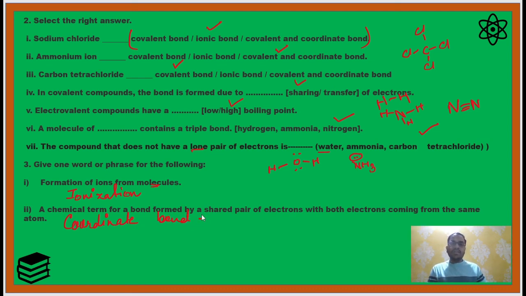So I have completed all the objective type questions which can be framed from this chemical bonding portion. In my next video, I will be discussing the broad questions which come in part 2 of the question paper. Okay, thank you.